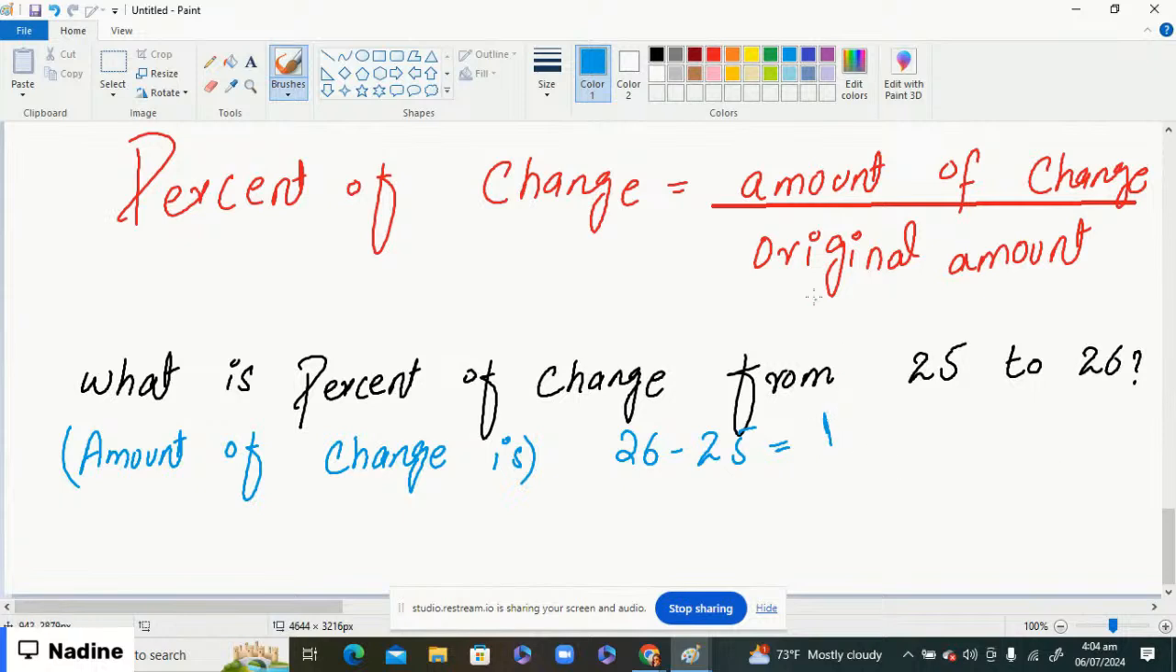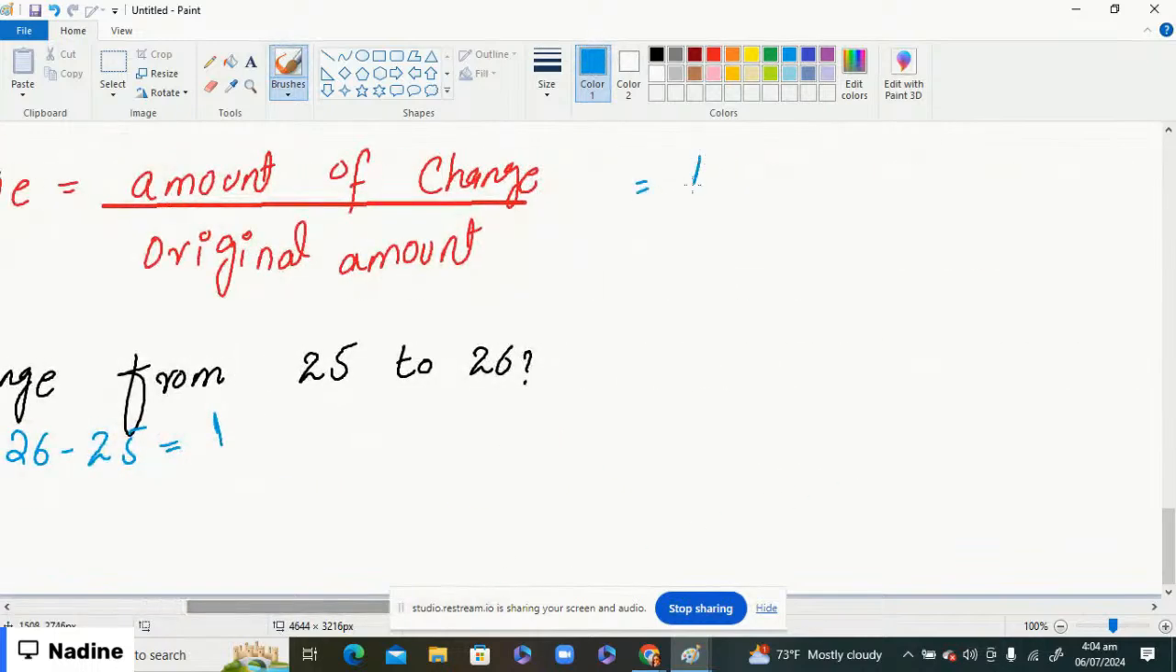And now what is the original amount? The original amount is 25, because they are saying percent of change from 25 to 26. It means that your original amount is 25 and your amount of change is 1. So let's put it in the formula. That is 1 over 25, and when you divide it using a calculator, the answer is 0.04. This is basically the percent of change.